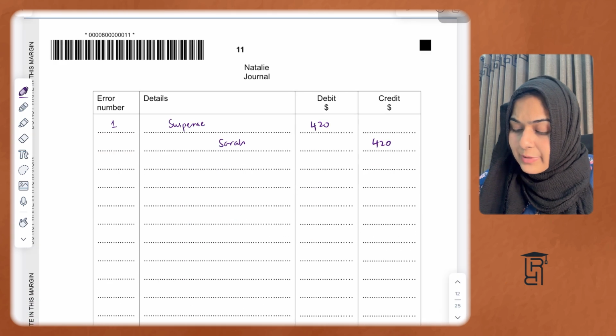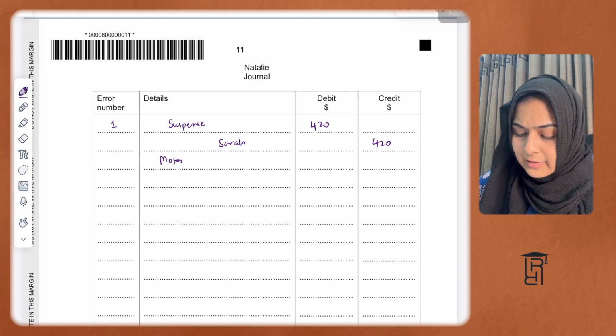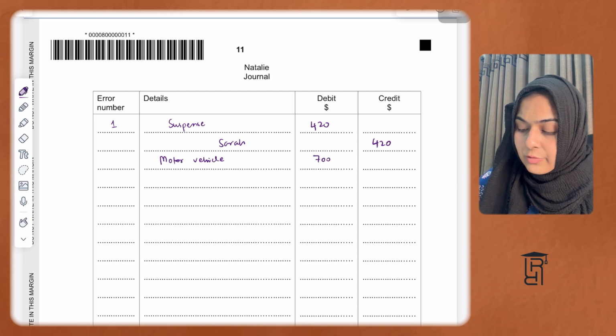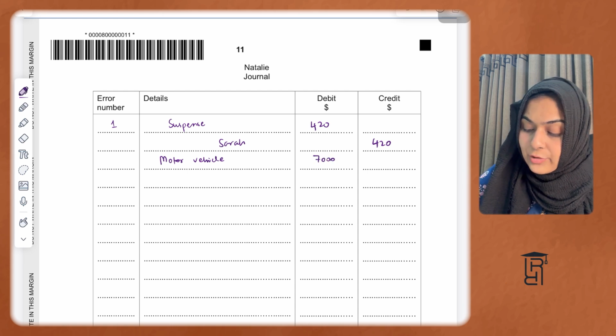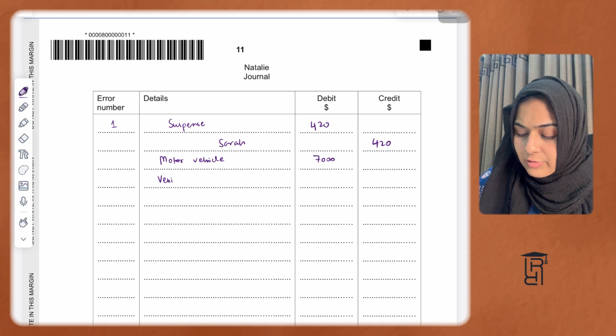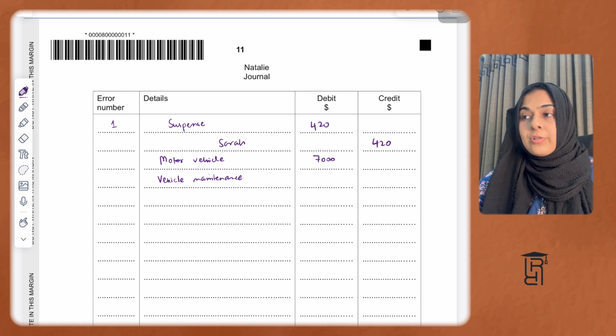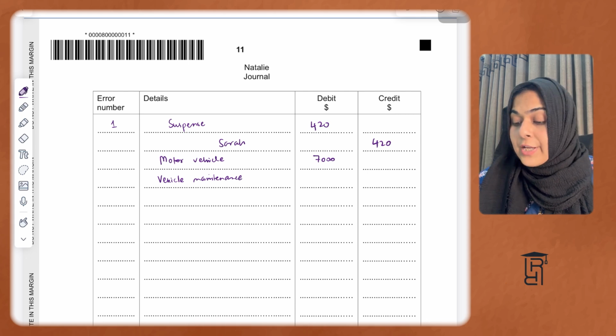So you will debit the motor vehicle. I'll write here motor vehicle debit, and I will record 7,000 here. I need to remove it from the vehicle maintenance account. So I will debit the vehicle maintenance account. I basically wrongly credited the vehicle maintenance account. So we recorded 7,000 on the credit side of the vehicle maintenance account. So now I'm debiting the vehicle maintenance account in order to remove it.